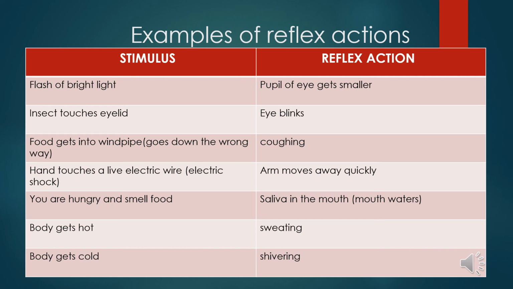When the stimulus is a hand touching a live electric wire, meaning electric shock, then the reflex action will be the arm moves away quickly. When the stimulus is you are hungry and smell food, then the reflex action will be saliva in the mouth, meaning the mouth waters. When the stimulus is the body gets hot, then the reflex action will be sweating. When the stimulus is the body gets cold, then the reflex action will be shivering.